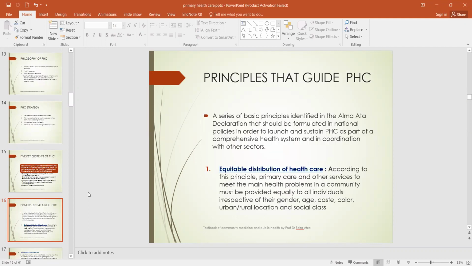Now comes the principles that guide primary healthcare. A series of basic principles identified in the Alma Ata Declaration should be formulated in national policies in order to launch and sustain primary healthcare as a part of a comprehensive health system and in coordination with other sectors. Equitable distribution of healthcare. According to this principle, primary care and other services to meet the main health problems in a community must be provided equally to all individuals, irrespective of their gender, age, caste, color, urban and rural location, and social class.